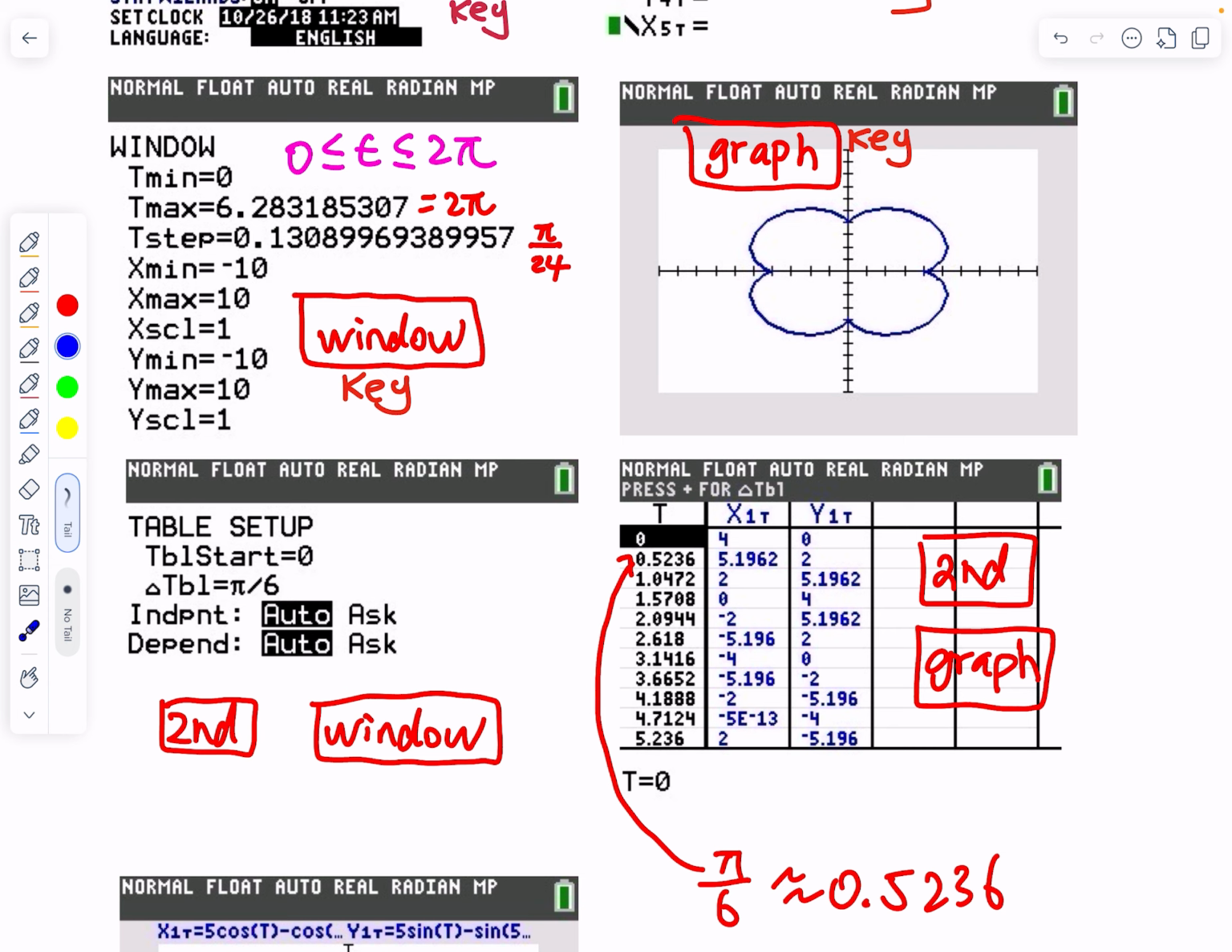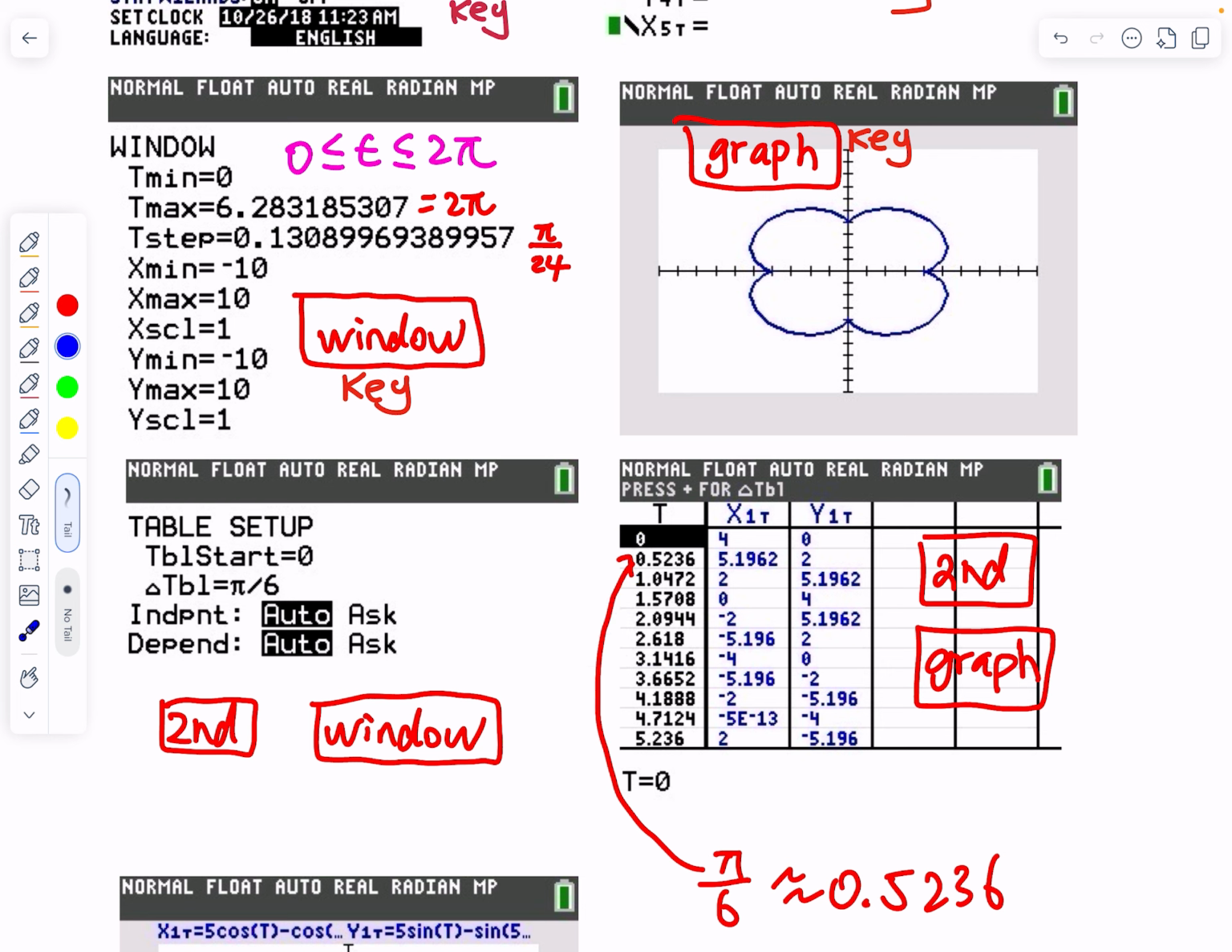Then you click second graph. Do you see above the graph key there is a table written in blue? Second graph is showing the table. So you start at 0, and then this is pi over 6, 2 pi over 6, 3 pi over 6, 4 pi over 6, 5 pi over 6, 6 pi over 6, which is pi. That's why this is 3.14. The increment is pi over 6.